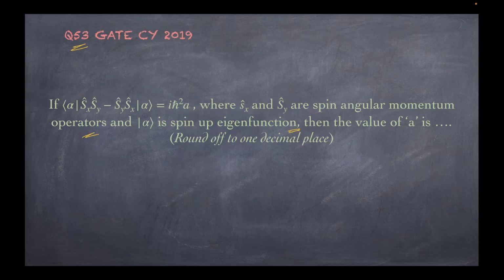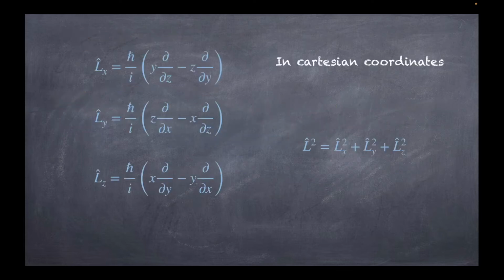So here an operator expression is given, where Sx and Sy are the spin angular momentum operators and alpha is the spin up wave function, and we have to find out the value of A here. Okay, so before jumping into the answer part, let's first understand some of the basics of angular momentum operator algebra.